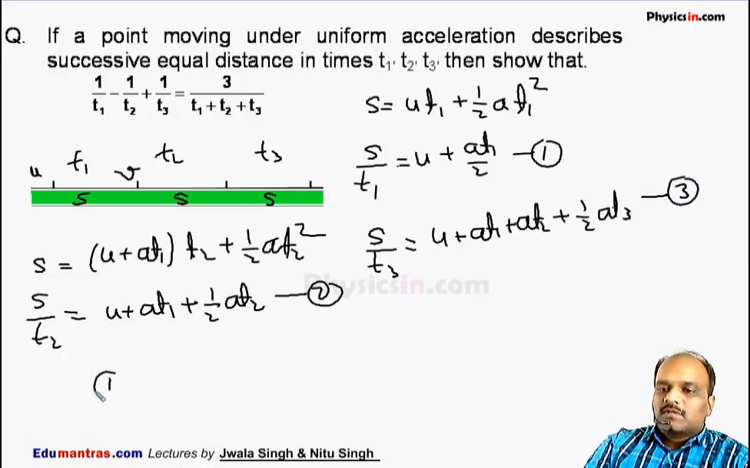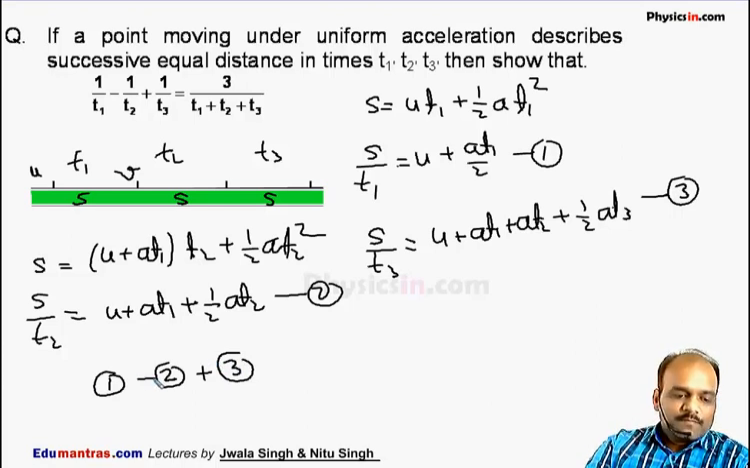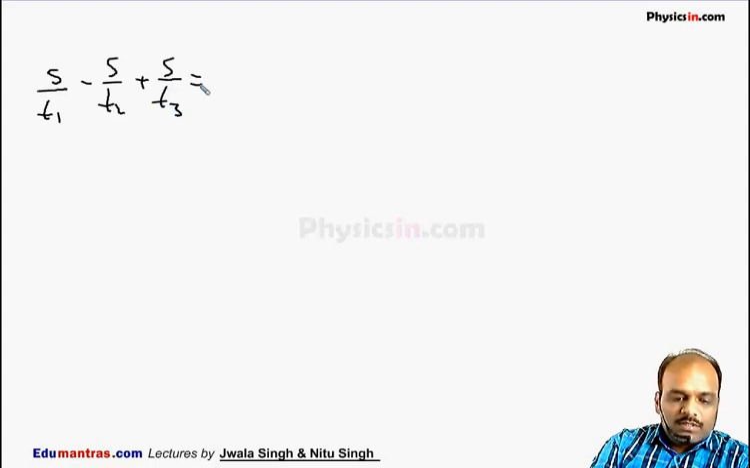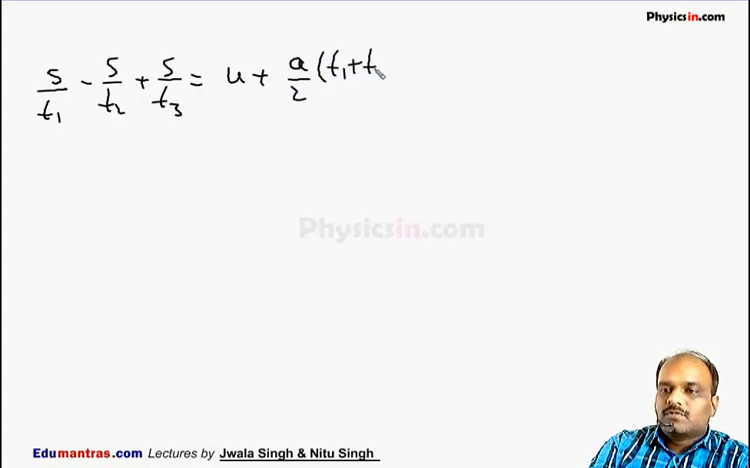Now first minus second plus third. If I add the first and third and subtract the second expression, then I get s by t1 minus s by t2 plus s by t3 is equal to u plus a by 2 into (t1 plus t2 plus t3). After some calculation you will get this result.